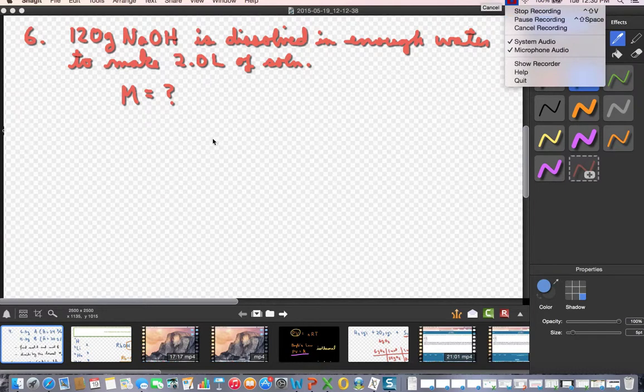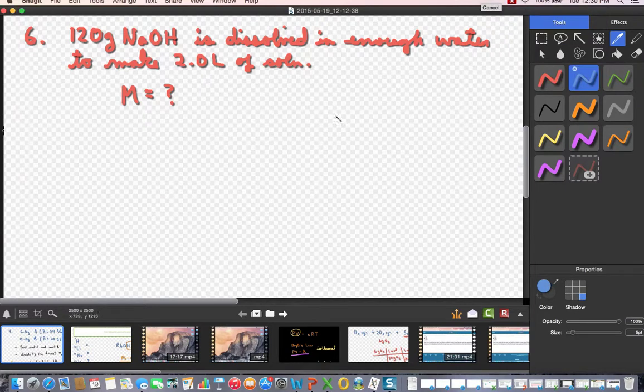Okay, so let's look at question 6. We have 120 grams of NaOH. We dissolve it in enough water to make 20 liters of solution, and we simply want to calculate the molarity. Remember, molarity is moles of solute divided by liters of solution. We already know our denominator is going to be 2 liters. So we simply need to convert 120 grams into moles.